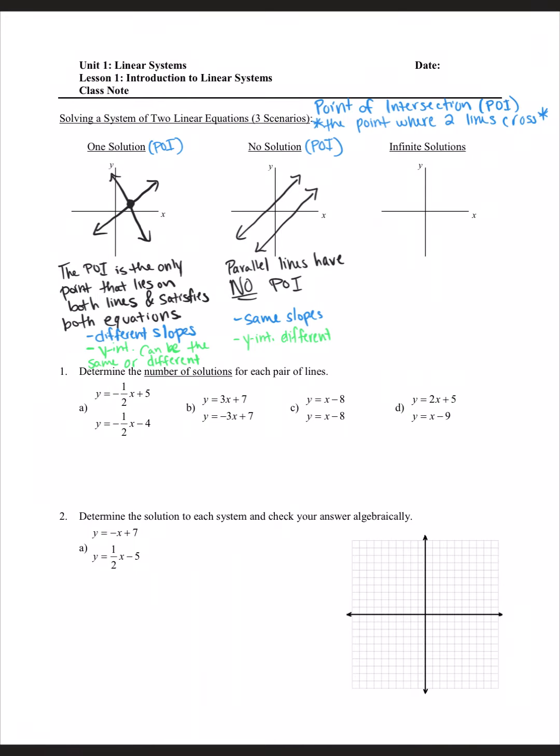Okay, and finally there's a possibility of infinite solutions or infinite points of intersection. I'll put solutions with an S because you're going to have infinite. And you might be thinking, well, what will this look like if we're going to have infinite solutions, meaning that there's going to be a ton of points that intersect or that are the same.